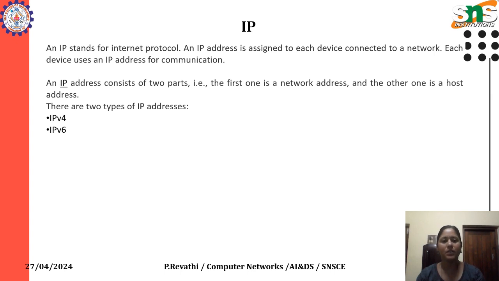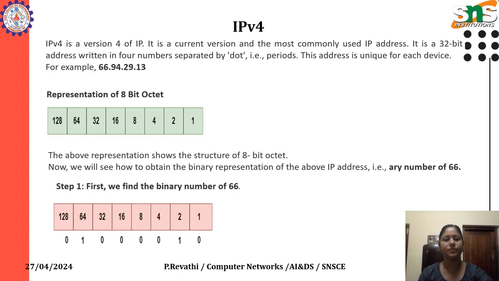An IP address consists of two parts. The first one is the network address and the other one is the host address. There are two types of IP addresses, IP version 4 and IP version 6. IP version 4 is the current version and the most commonly used IP address.